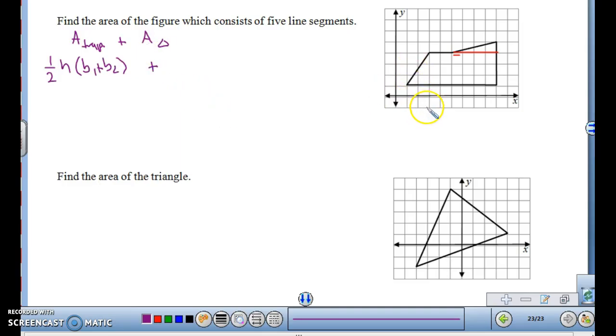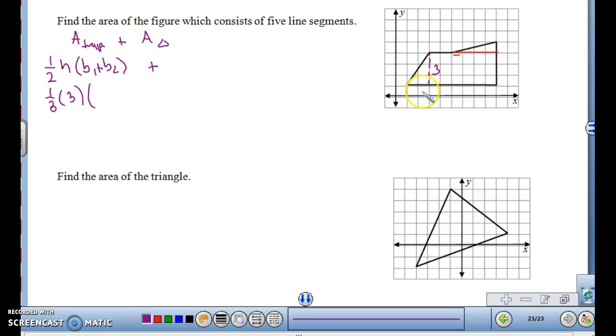Okay, so 1/2 times the height of the trapezoid would be the distance from here to here, which could also be this side over here, is going to be 3. Okay, the bases, remember, on a trapezoid are the parallel sides. So I want the two parallel sides here and here.